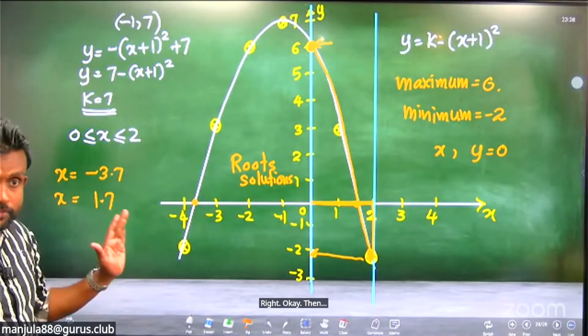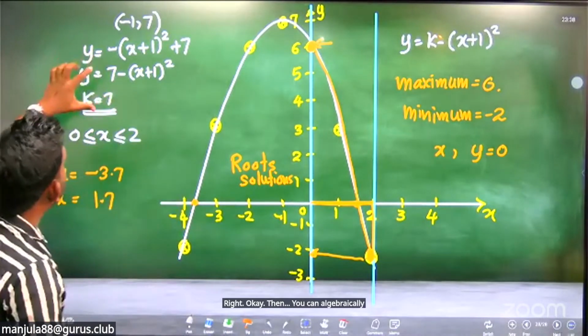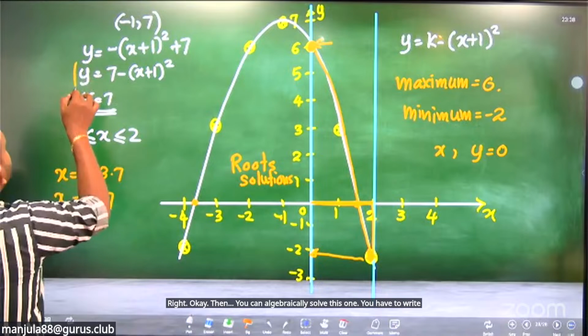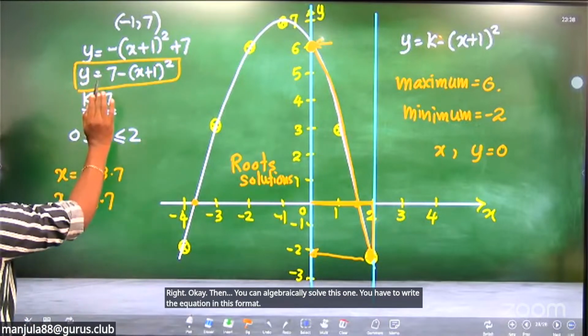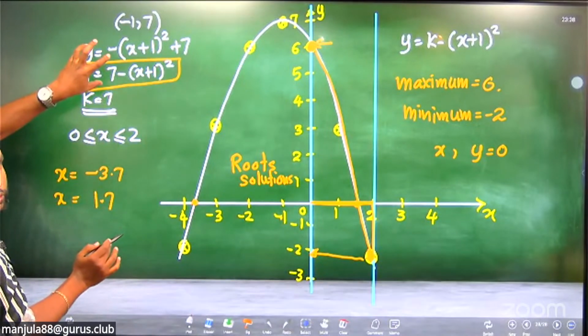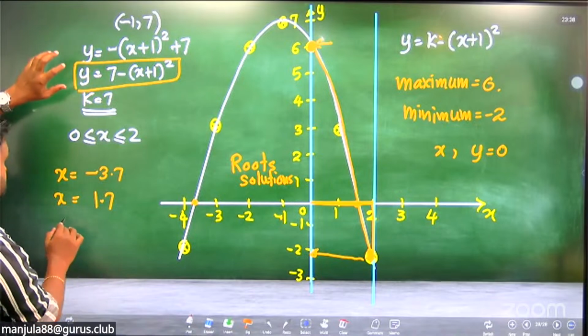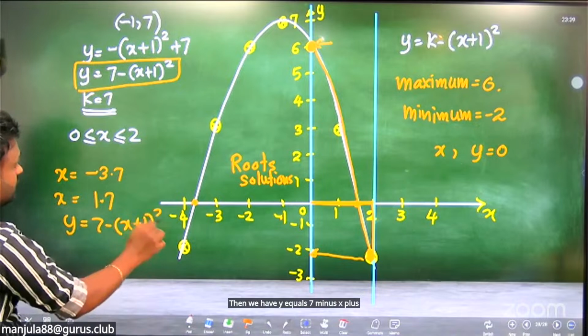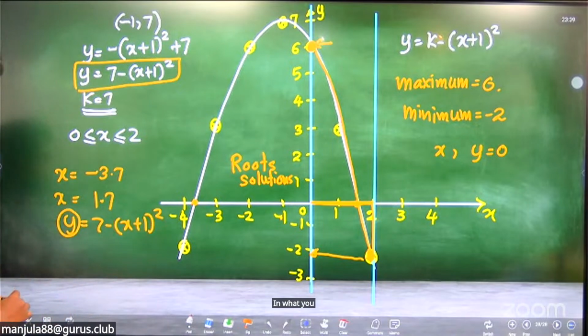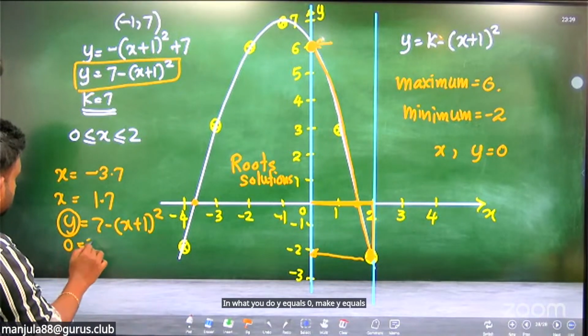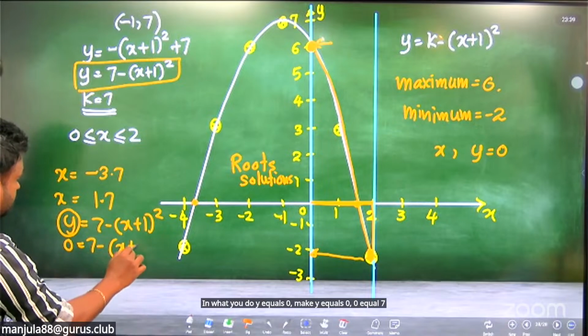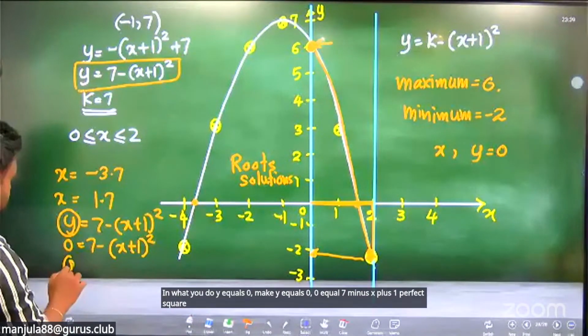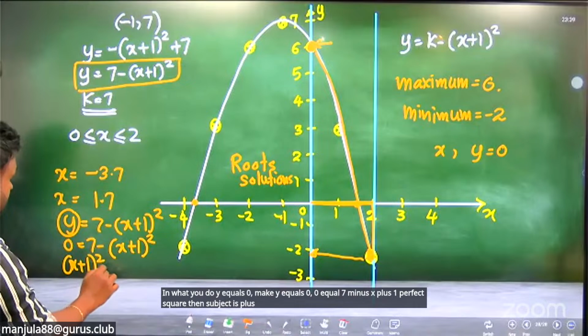Okay then, you can algebraically solve this one. You have to write the equation in this format, like this, with the root 7 or whatever root to get the square root. Then we have y equals 7 minus (x plus 1) perfect square. Then what you do: make y equals 0. So 0 equals 7 minus (x plus 1) perfect square. Then make (x plus 1) perfect square the subject, as 7.